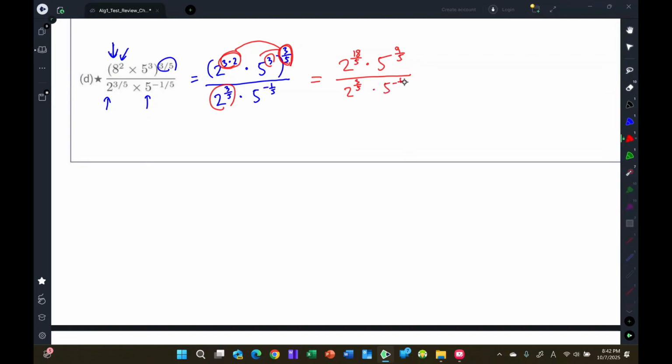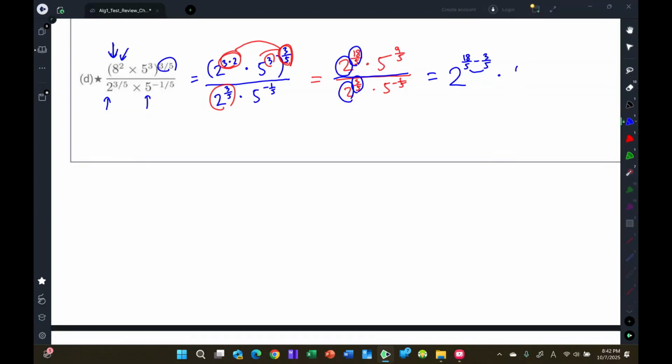And 5 to the negative 1/5. Now, if you remember, when you have the same bases being divided, what do you do with the powers? What do you do with the exponents? You subtract them, right? So this is the same thing as single base 2, 18 over 5 minus 3 over 5, right? Good, they have a common denominator. I can just combine the numerators then, right?